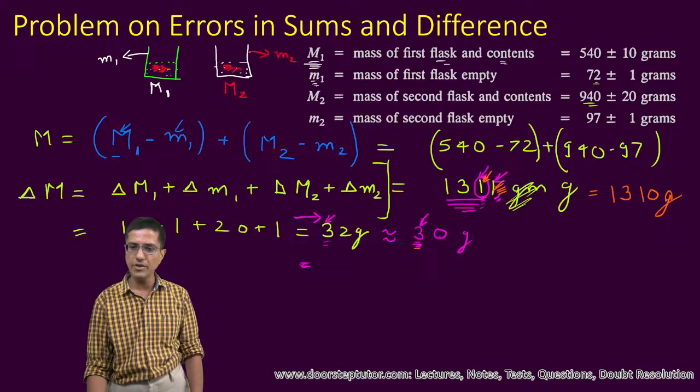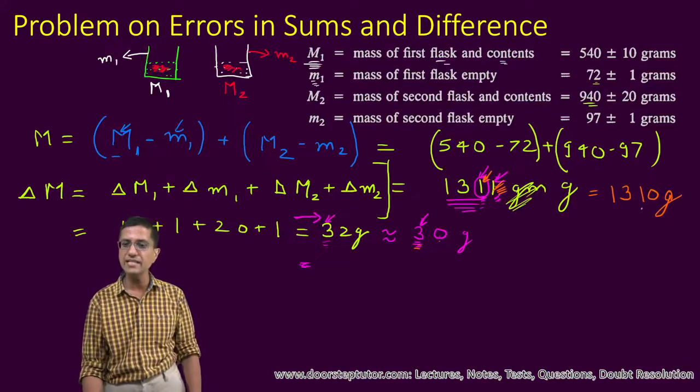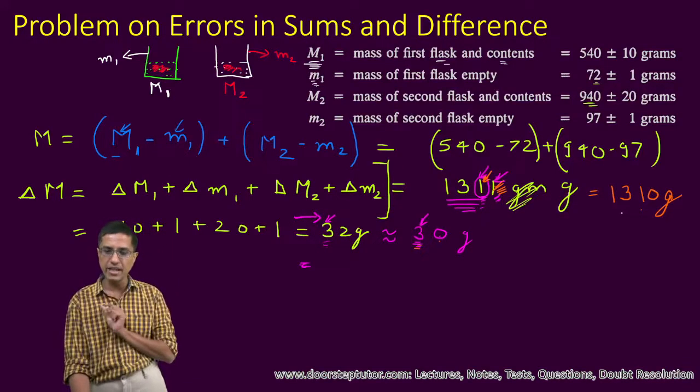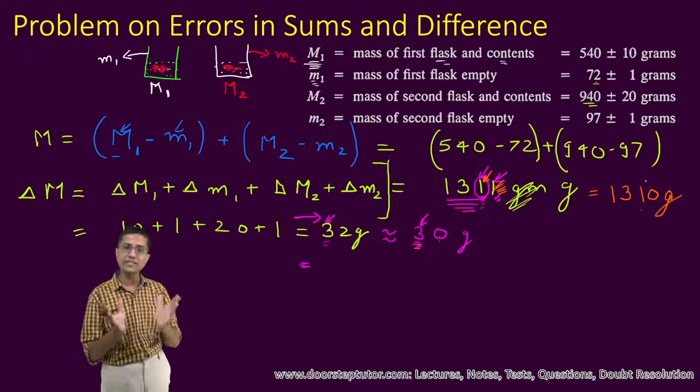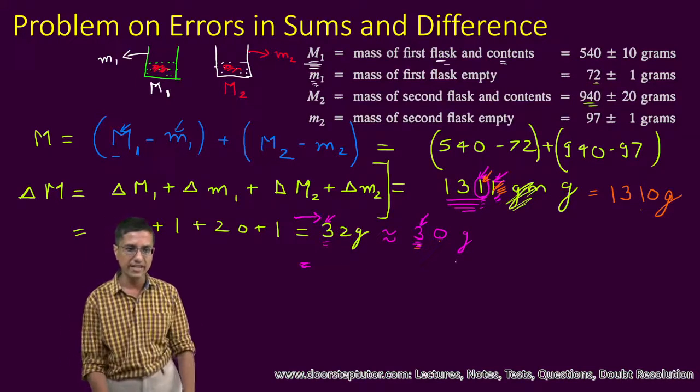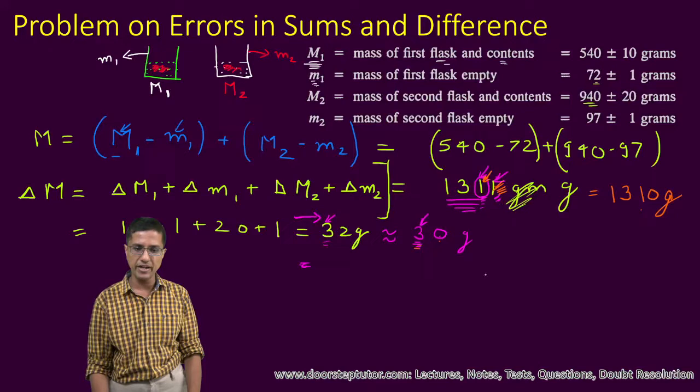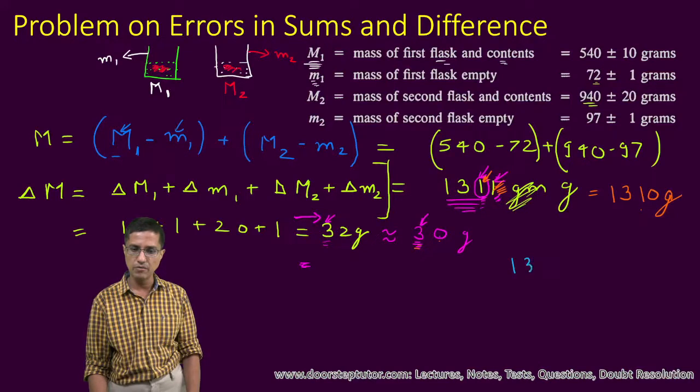Okay, and I have rounded both the error as well as the main quantity that I have calculated to the tens location. In both the cases I have done that. And if you write now the final answer correctly rounded off, then the final answer becomes 1310 plus minus 30 gram.